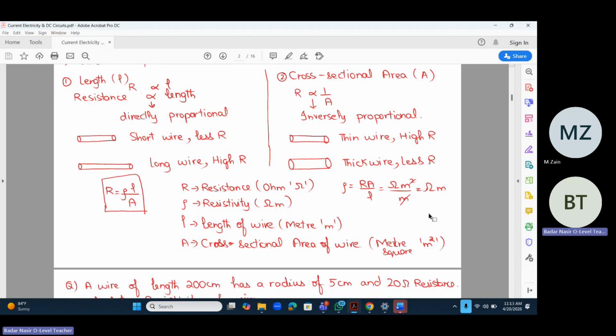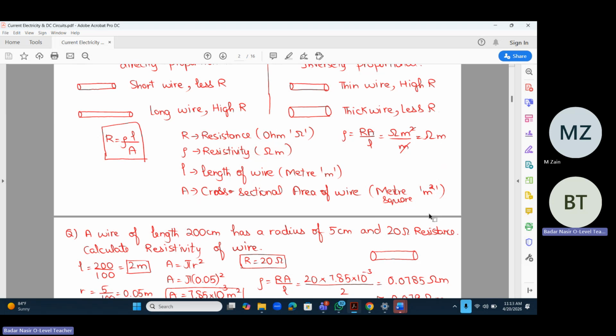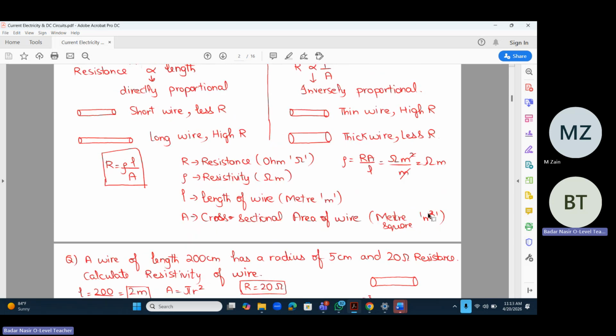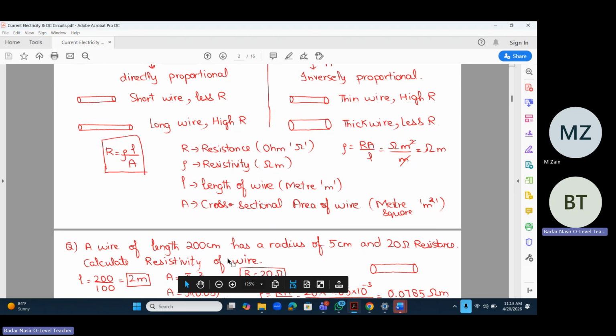Sometimes it will be given, sometimes it's not. If two wires are made from the same material, their resistivity is going to be the same. So we have a wire of length 200 centimeter and a radius of 5 centimeter and 20 ohm resistance. We have to calculate the resistivity.